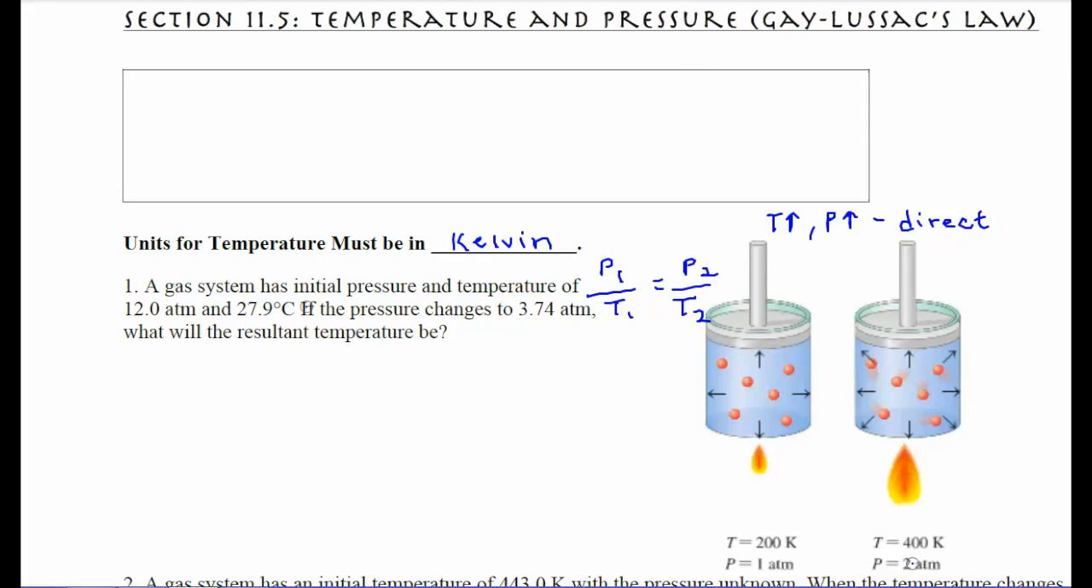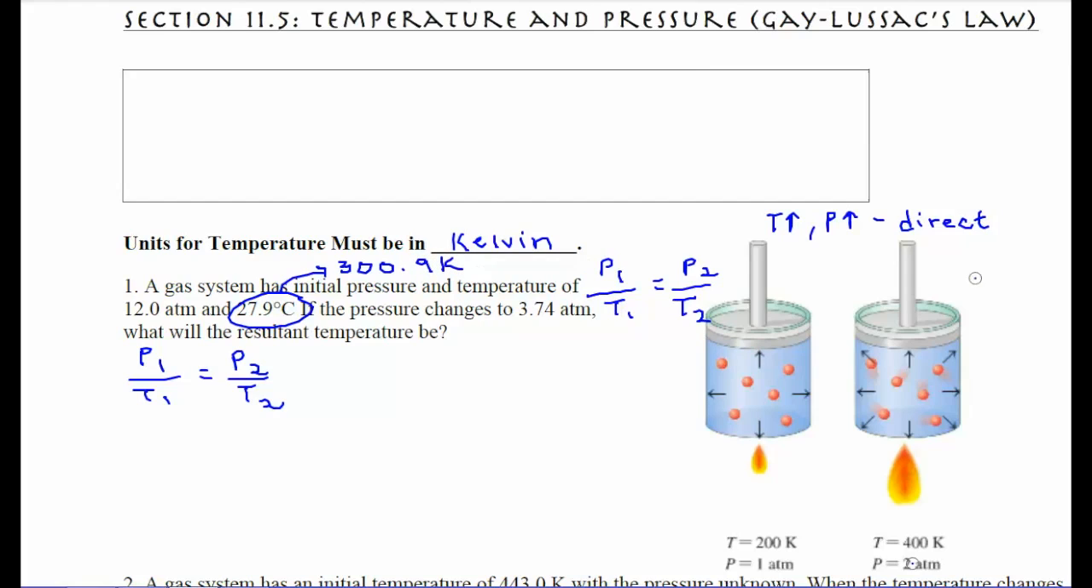For number 1, it says a gas system has an initial pressure and temperature of 12 atmospheres and 27.9 degrees Celsius. If the pressure changes to 3.74 atmospheres, what will the resultant temperature be? If you think about it, if I am reducing pressure going from 12 atmospheres to 3 atmospheres, my temperature should also decrease. But let's just make sure. I'm going to use Gay-Lussac's law, P1 over T1 equals P2 over T2. Your temperatures need to be in Kelvin, so I'm going to quickly convert this one by adding 273 to it, and I get 300.9 Kelvin.